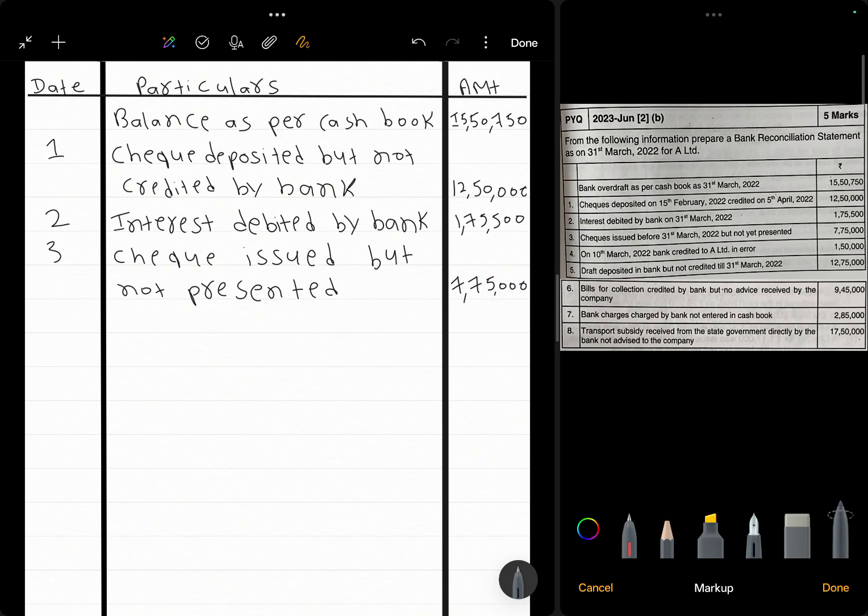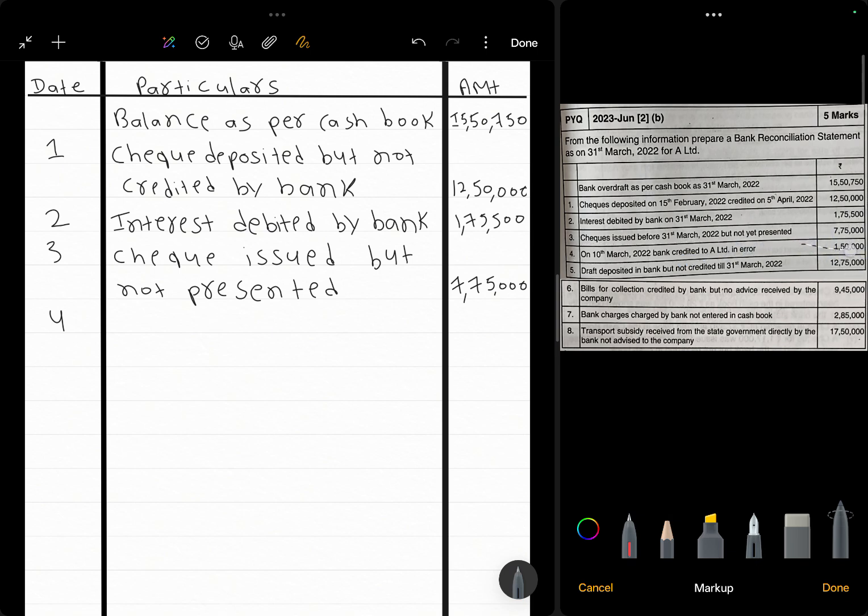Okay, so now come to question 4, that is on 10th March. What you need to notice is that on 10th March 2022, the bank credited A Limited in error. So on 10th March the bank has credited, which means it has increased our amount in the passbook. Credit means it has been increased. So although it is an error, we need to reconcile the amounts. What we are going to do is add this amount in our cash book as well.